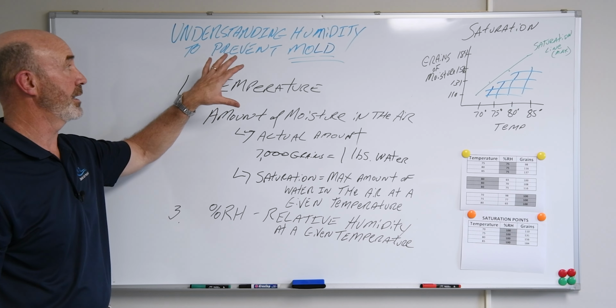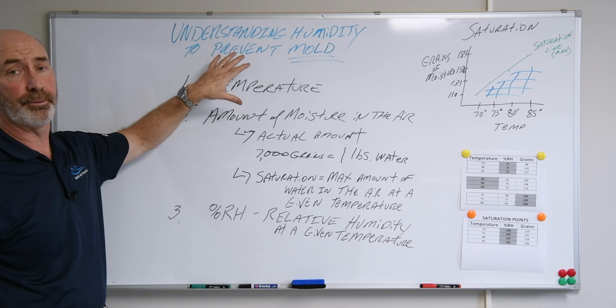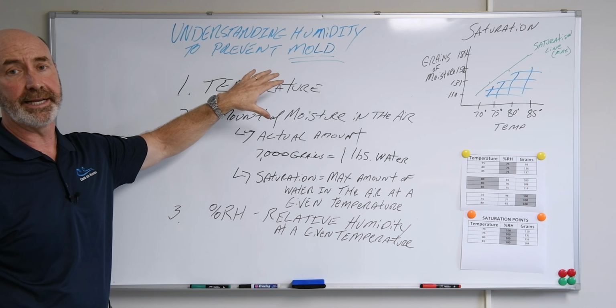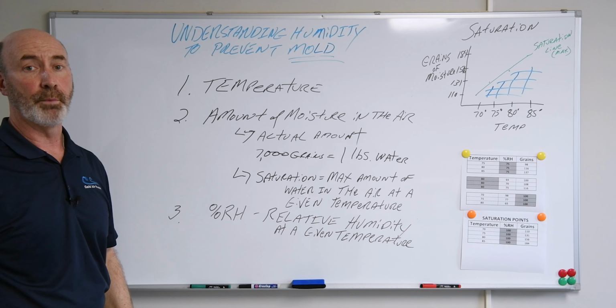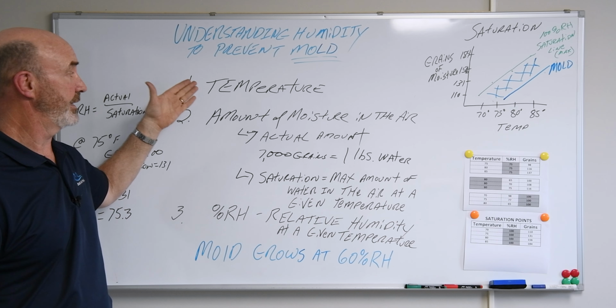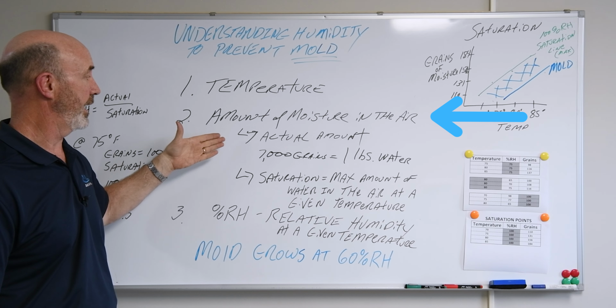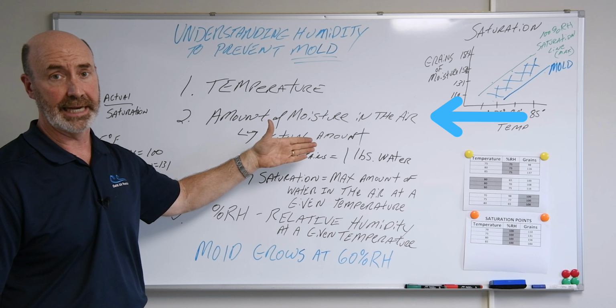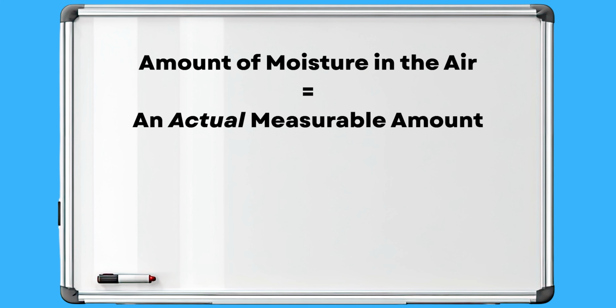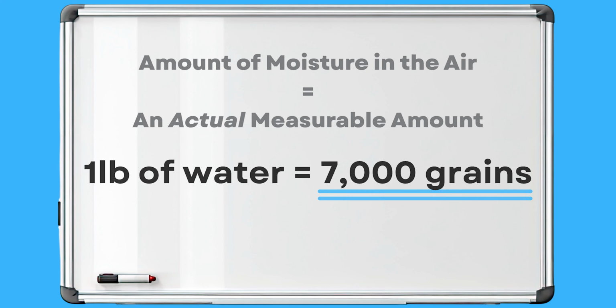Today we're going to talk about understanding humidity and how that plays a role in preventing and mitigating mold. The first variable we need to understand is the temperature. The second is the amount of moisture in the air, and this is an actual amount, so it's an actual measurement. And the way you measure moisture or water in the air is in grains. To give you an idea, 7,000 grains of water equals 1 pound. So that's a physical amount of water that's in the air.